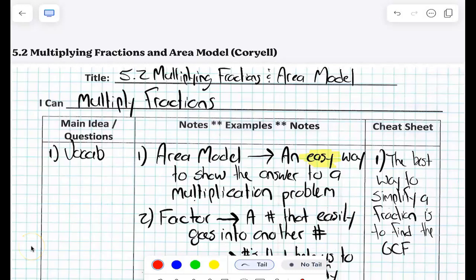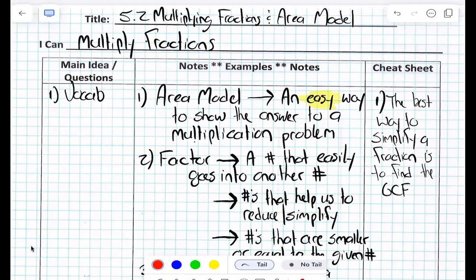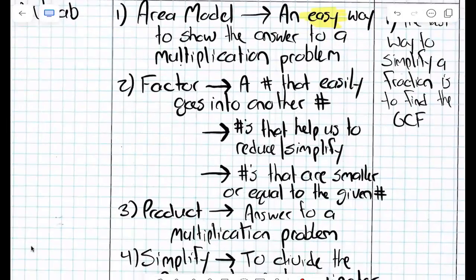Today we finished 5.2, multiplying fractions and working with the area model. All right, so the area model, we said it's an easy way. We don't necessarily think it's the easiest way to solve a multiplication problem with fractions, but we're going to go with it. Real quick review, factor.